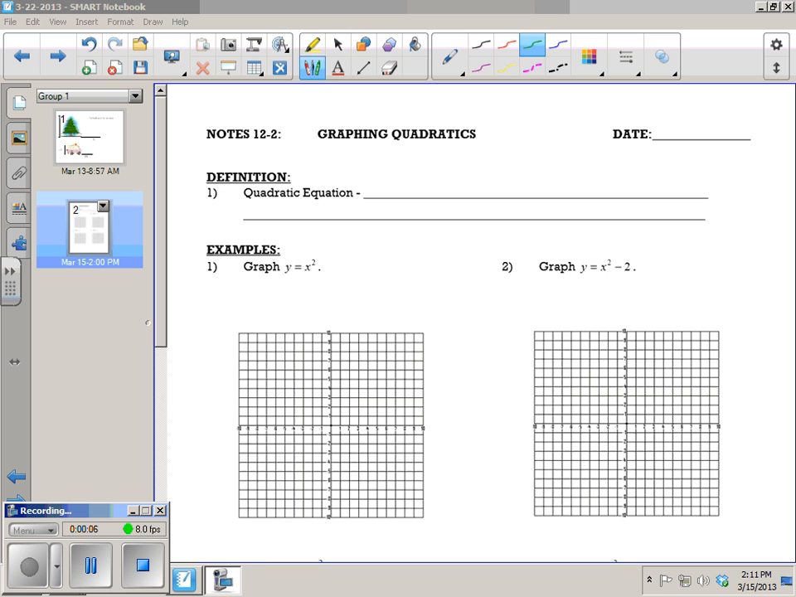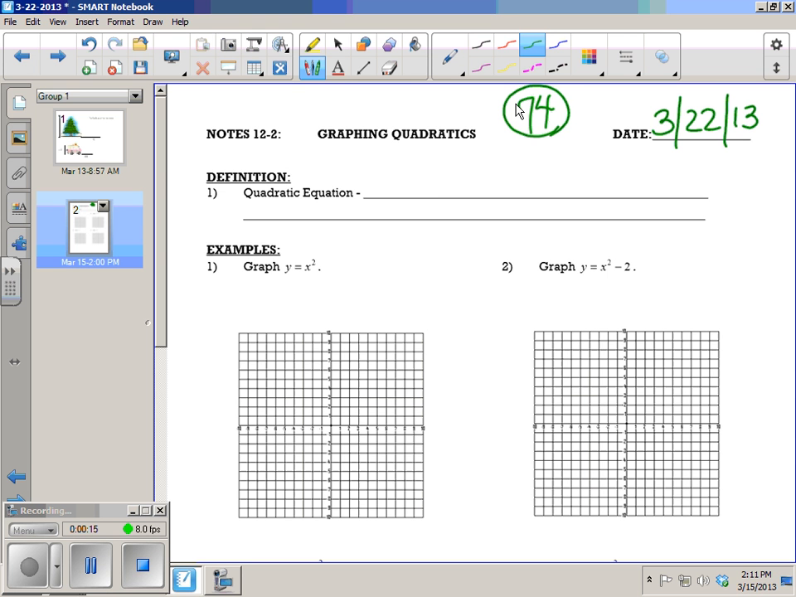Going to be page 74. And the date is March 27th, 2013.